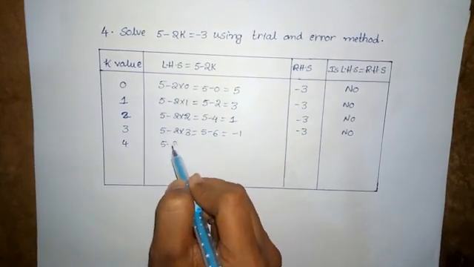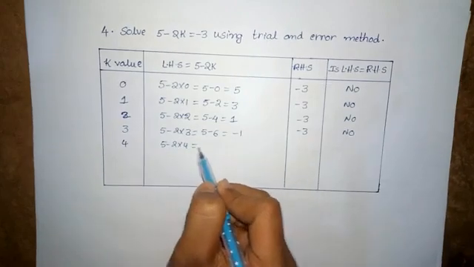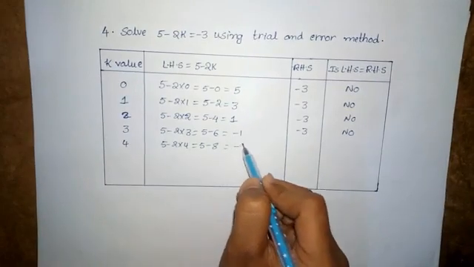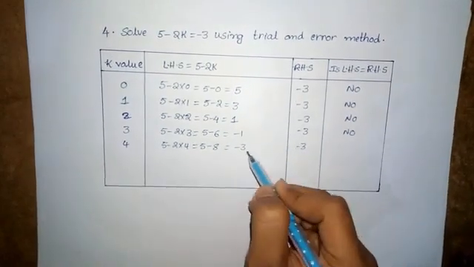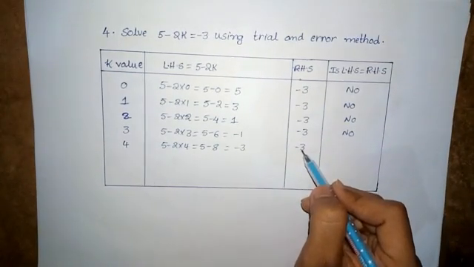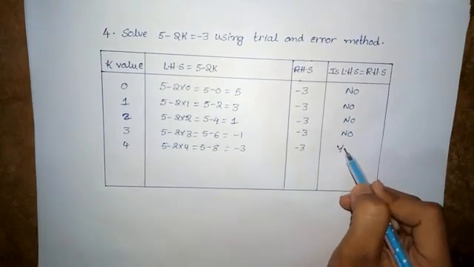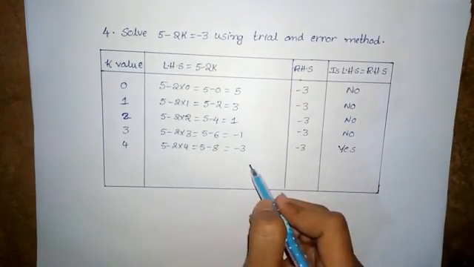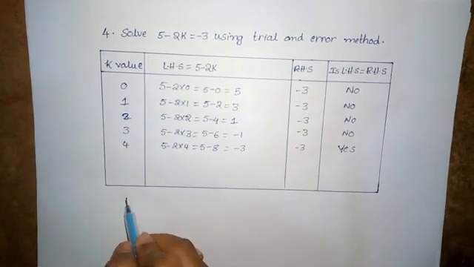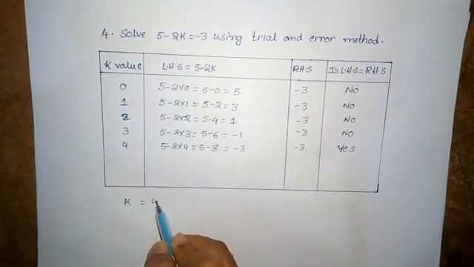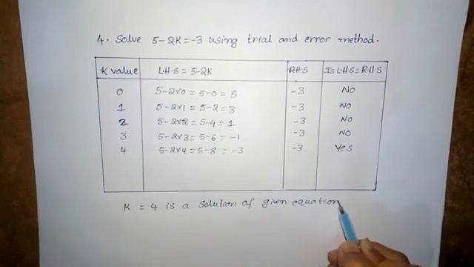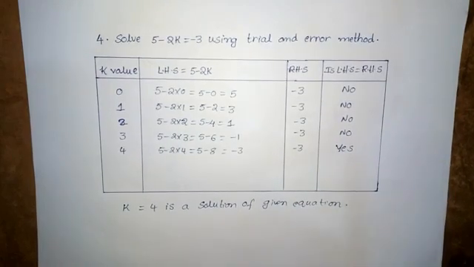Next substitute k equal to 4. So 5 minus 2 into 4 becomes 8. So 5 minus 8 becomes minus 3. RHS is minus 3. So observe LHS equal to minus 3, RHS also minus 3. So both are equal. So yes. So k equal to 4. Both LHS and RHS are equal. So k equal to 4 is a solution of the given equation. So this is the solution for the fourth Roman.